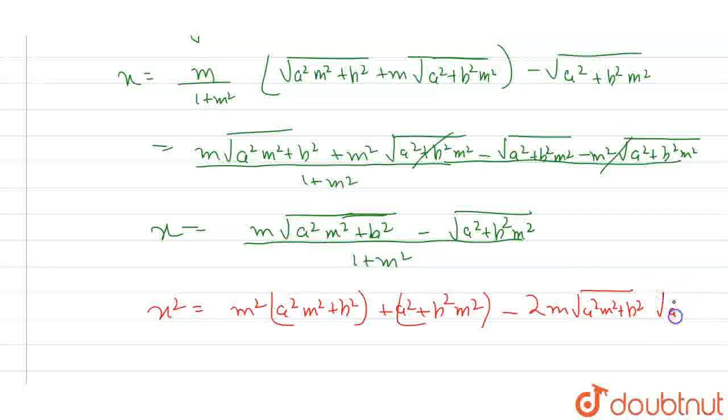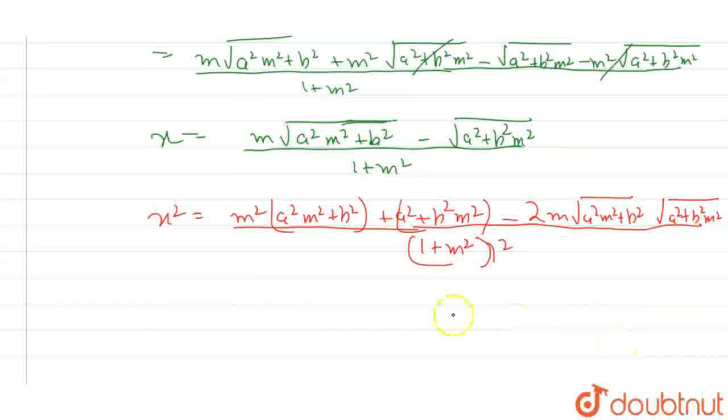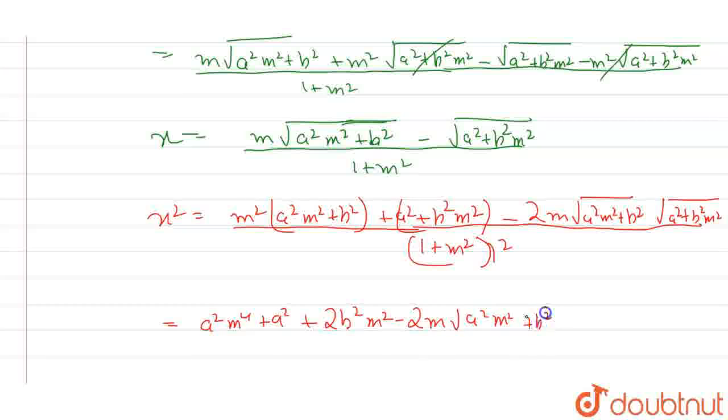Again under root of a square plus b square m square, right? And here we have the denominator, this time this will become 1 plus m square whole square. So now if I simplify this further, I'll get a square m to the power 4 plus a square plus twice of b square m square minus 2m under root of a square m square plus b square, right? Taking root common, this will become a square plus b square m square.